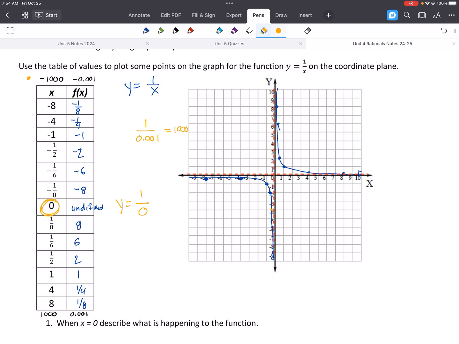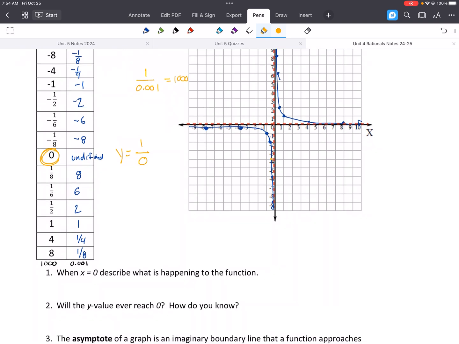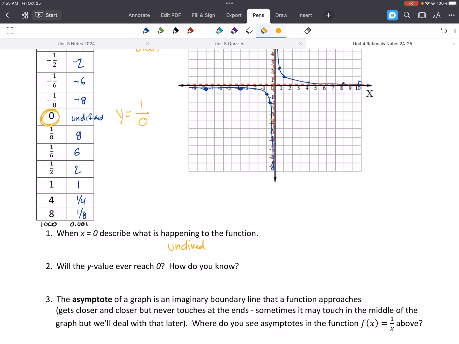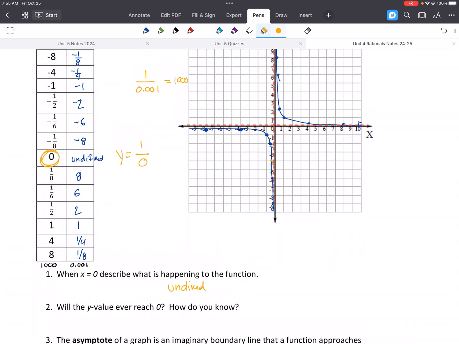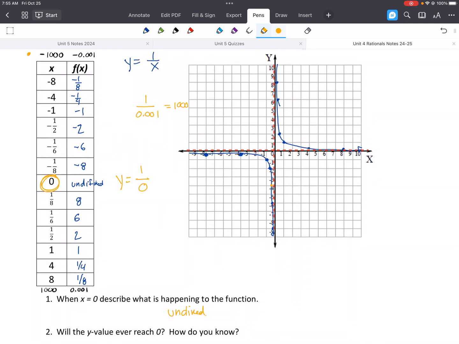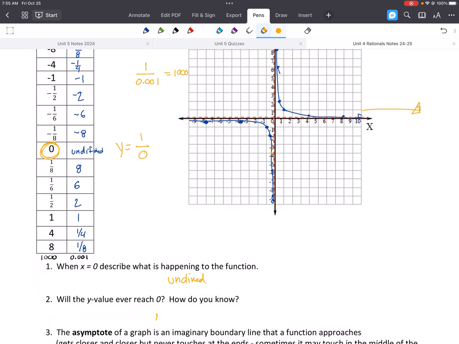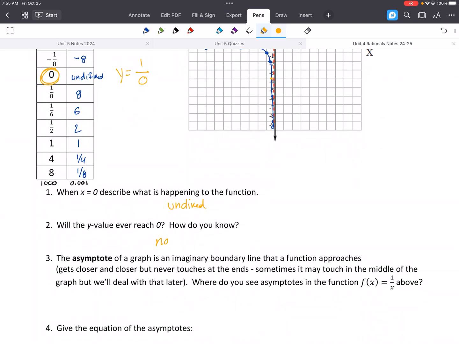Okay. All right. So when x equals 0, describe what's happening? It's undefined, but as it gets close to 0, it shoots up really high or really low. Will the y value ever reach 0? We kind of talked about that. As we get really far on one side, like if we plugged in 1,000,000, we would get 1/1,000,000, but it would not ever get to 0. So we'd say no, and that's our reasoning why.